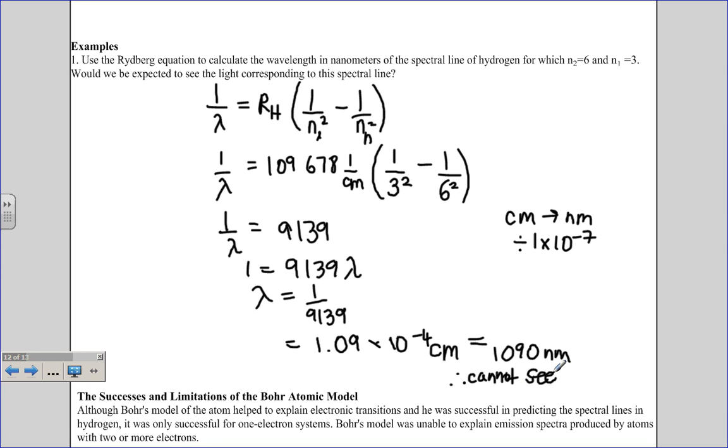Now this is our springboard into the new model of the atom, because this calculation that Bohr was doing, as I've made reference to a few times, applies only to hydrogen or one electron systems. He wasn't able to predict the spectral lines in other atoms, and therefore his model needed to be modified. And next class, we're going to look at how the model changed.